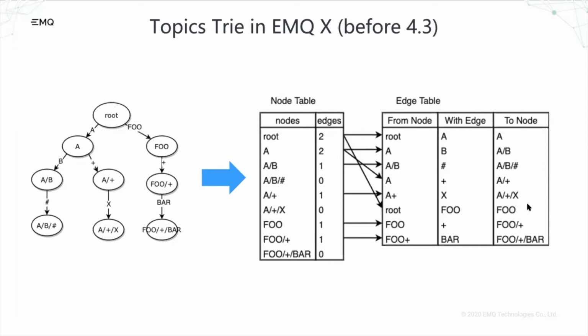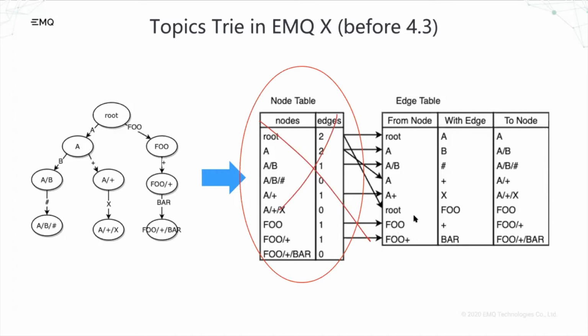And then from here, it goes to the node table. Foo, the node with label foo, has a plus edge, goes to the foo plus, and foo plus goes back to the node table, and then foo plus with an edge bar goes to the foo plus bar node. If we take a closer look, we can easily find out that, or maybe not as easy.